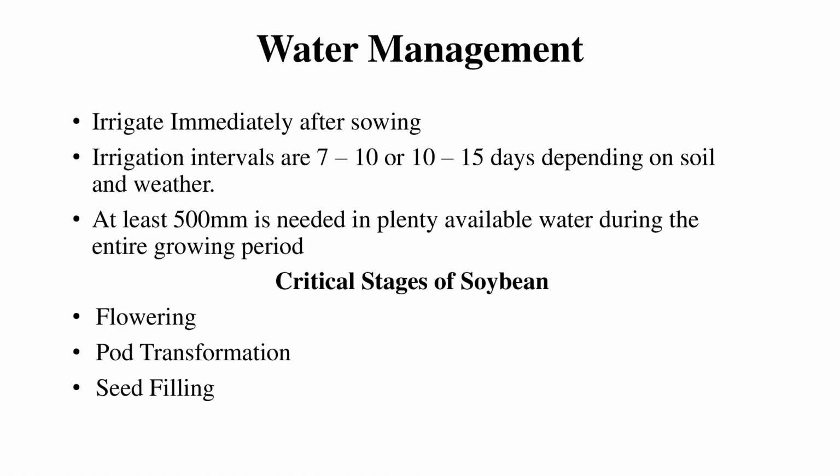For water management, irrigate immediately after sowing. Irrigation intervals are 7 to 10 or 10 to 15 days depending on soil and weather. At least 500 mm of water is needed, with plenty available during the entire growing period. The critical stages of soybean are flowering, pod formation, and lastly seed filling.